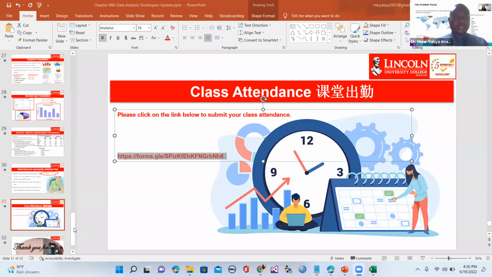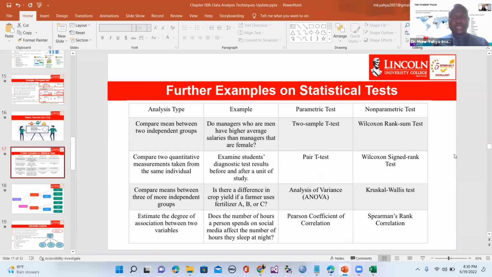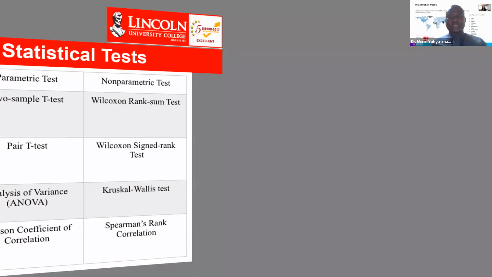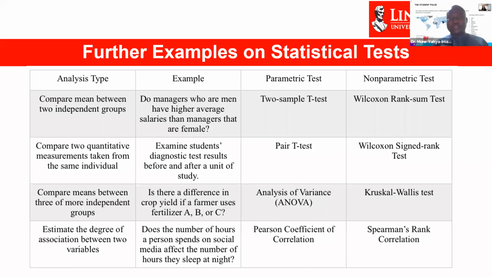Now, what I was saying is that if you look at this place, I have something here. So you can have a look at this. The analysis type: if you want to compare two independent groups, an example could be that managers who are men have higher average salaries than managers who are female. In this case, if you want to perform a parametric test, then you use a two-sample test. If you want to perform a non-parametric test, then use a rank-sum test. Of course, you have to determine whether to use a parametric or non-parametric test based on those conditions I mentioned earlier.